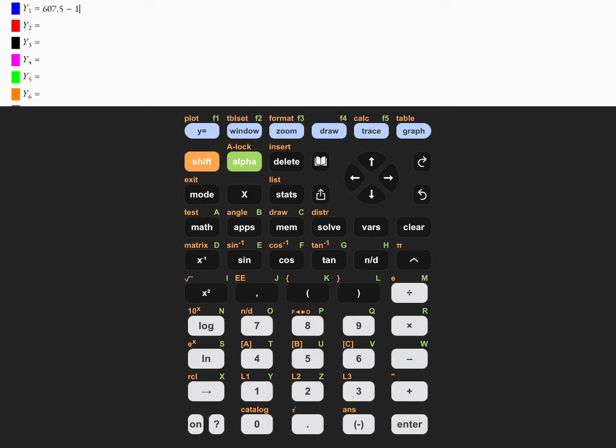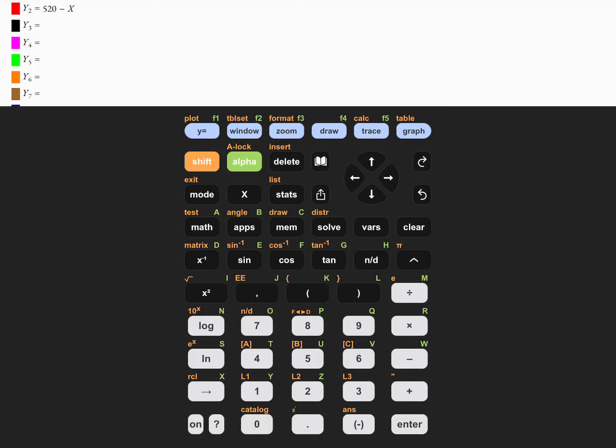607.5 minus 1.5x. Again, we use x as our variable. We don't get to use any of the letters within the calculator here, so they have to be in the y and x format. All right, our second one was 520 minus x.